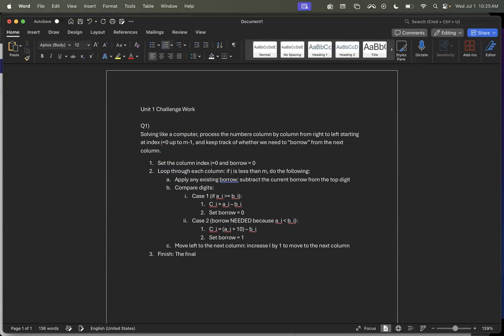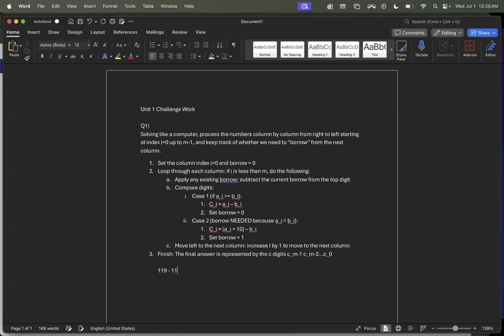So the final answer is represented by the C digits, C sub m minus 1, C sub m minus 2, etc., all the way to C sub 0. So let's look at it real quick.